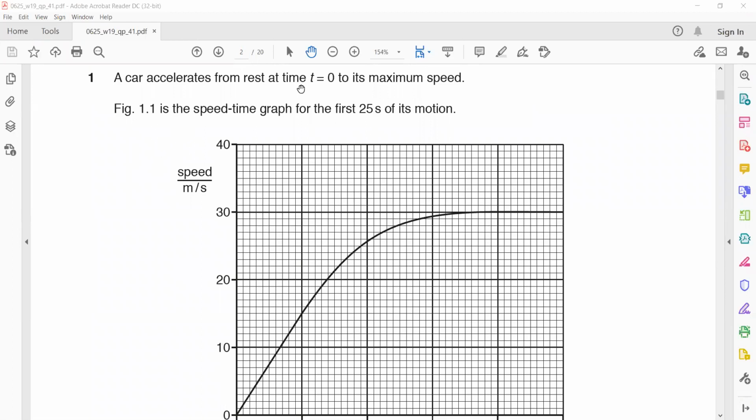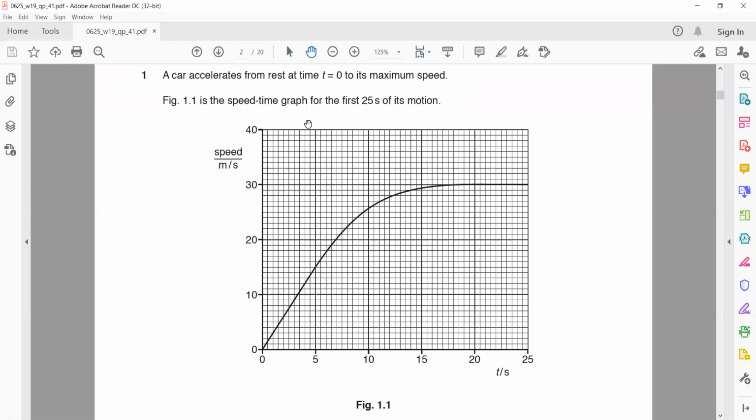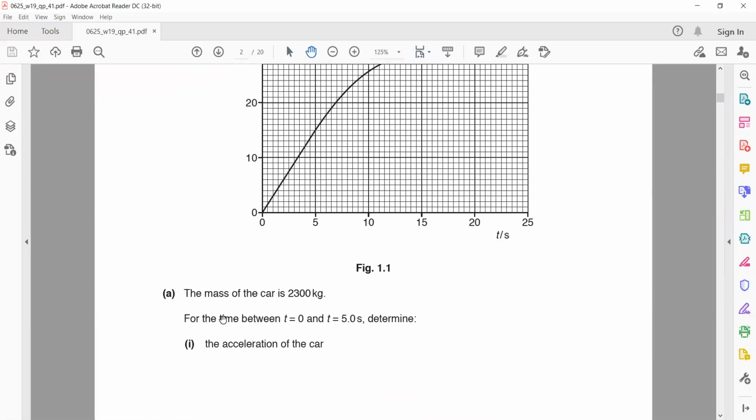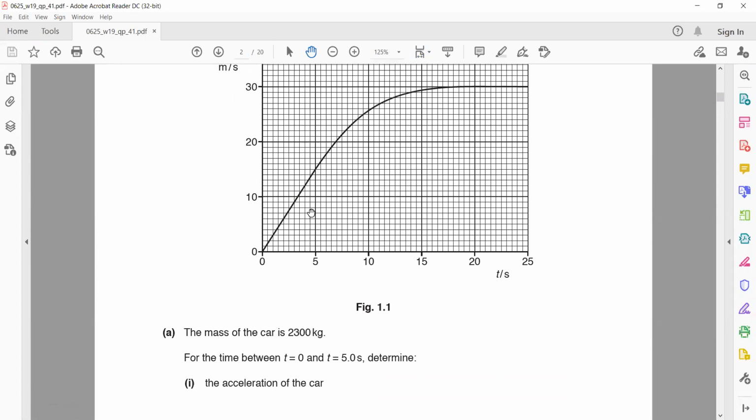The mass of the car is 2,300 kilogram. For time t equals 0 to 5 seconds, determine the acceleration. So for the first 5 seconds, because it is a straight line, you can use either a formula or you can use a gradient. You will get the same answer.